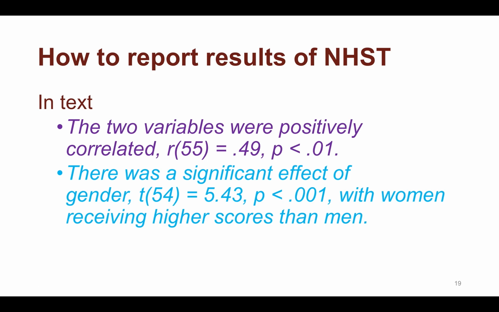It's not important to know that right now. It's basically just n minus 1. There was a significant effect of gender, with women receiving higher scores than men. This would be for a t-test if you're doing a group comparison, like a gender comparison. So you report your t-statistic, degrees of freedom, what the t-statistic was, and then the p-value.